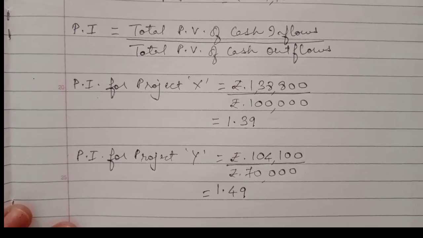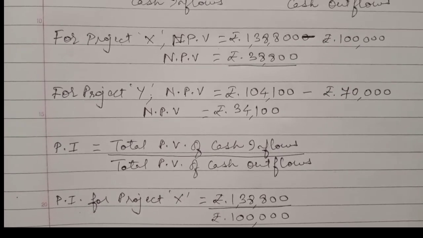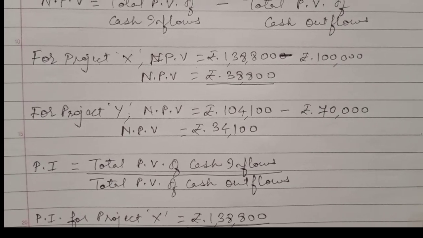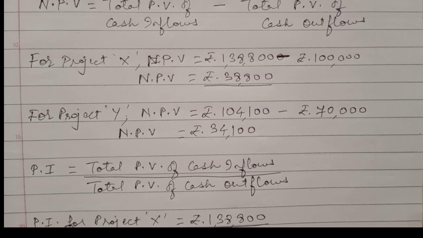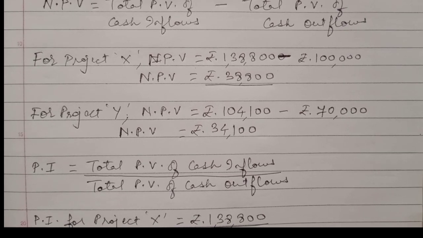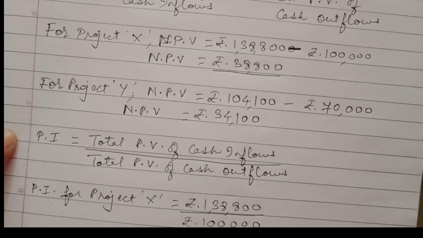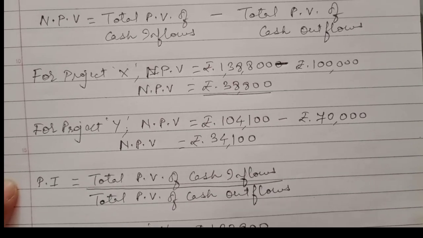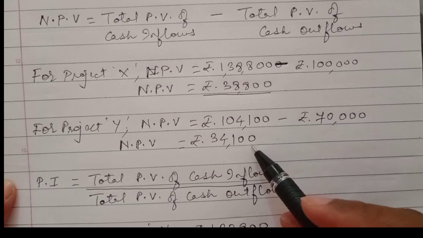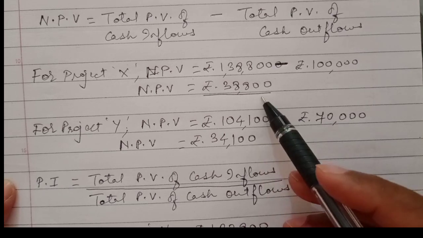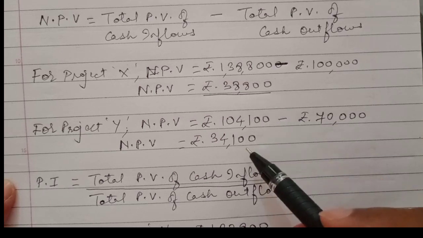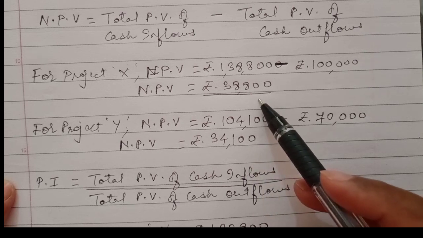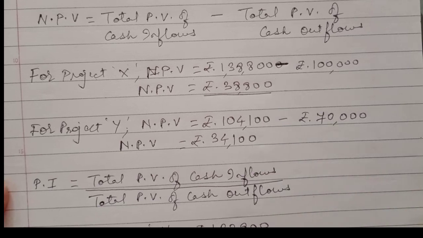With regard to NPV method, we have to select the project which gives a positive and a higher NPV. Now, in this example, project X is giving a higher NPV as compared to project Y. Project X is giving NPV of rupees 38,800 and project Y is giving NPV of rupees 34,100. So if you have to give your recommendation based on NPV method, you will have to suggest project X. Project X has to be selected.